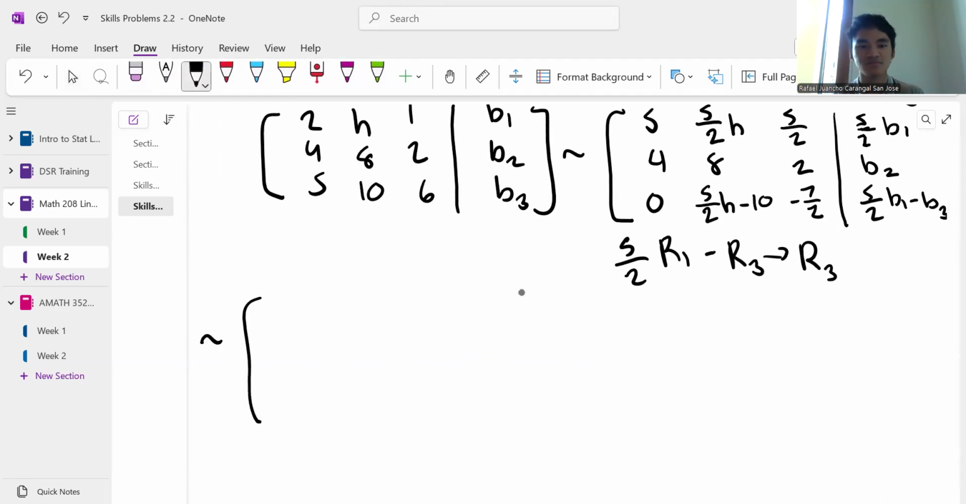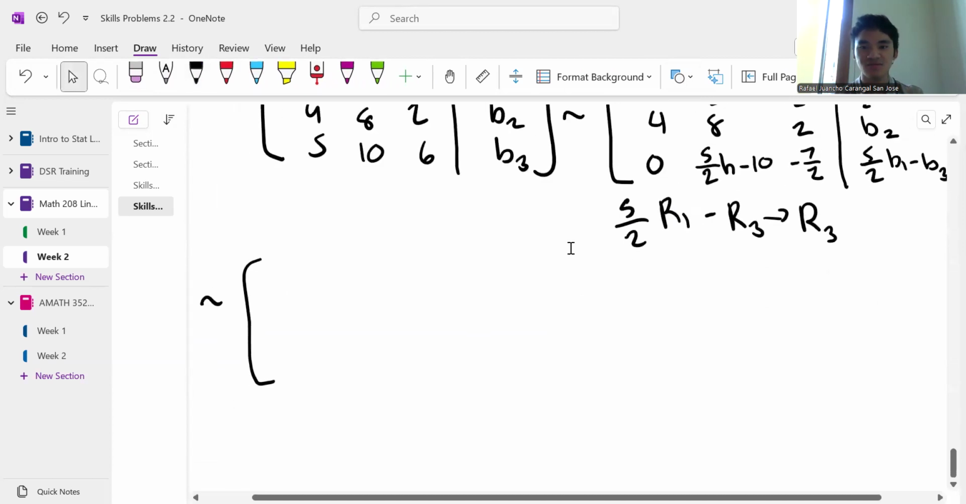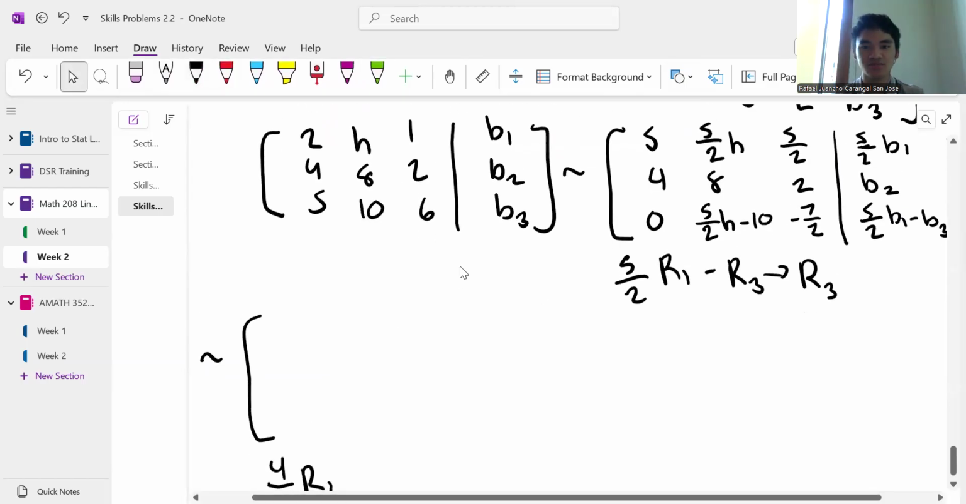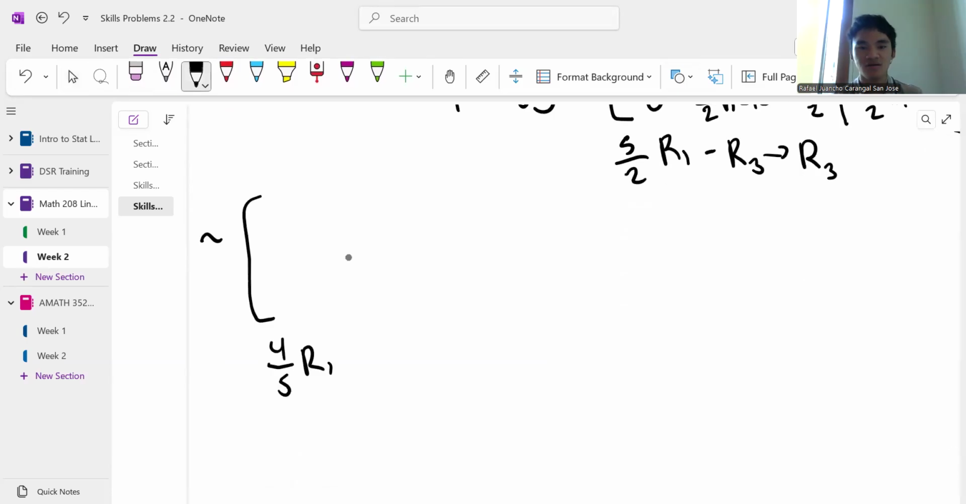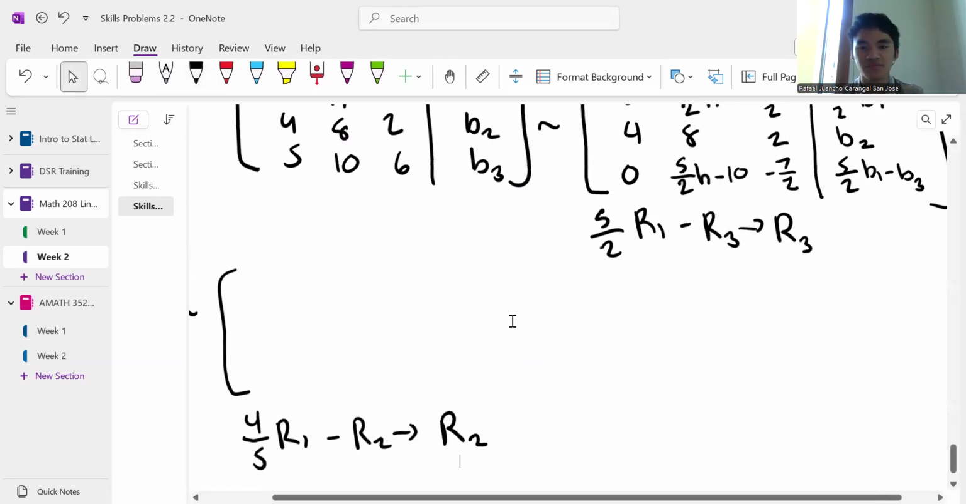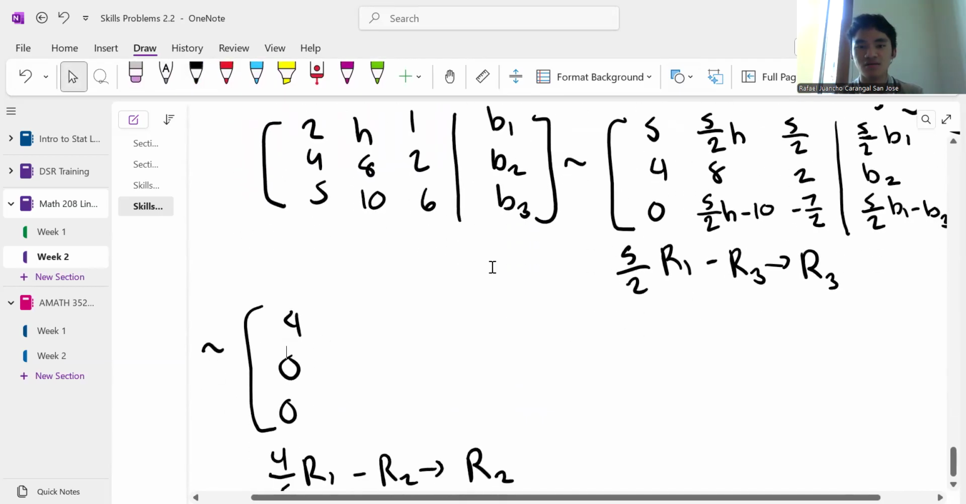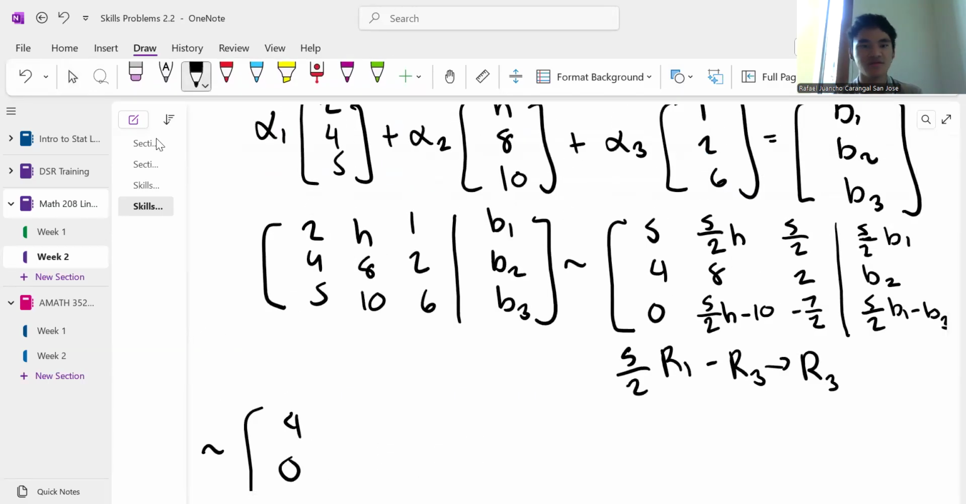Right, I keep going. Now, let's do 4. We multiply 5 by 4/5, maybe? To get this row 1 to 4. And we subtract that to row 2. We assign that to row 2. So now we have 2 zeros here. This becomes a 4. Oops, my bad. I forgot to reset this whole thing, because I could reset it.